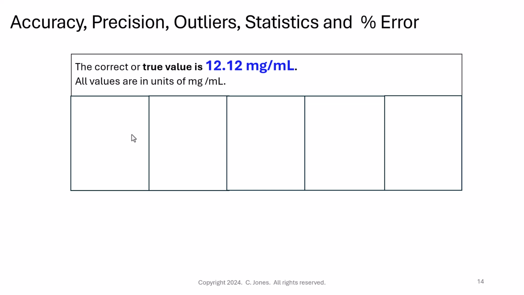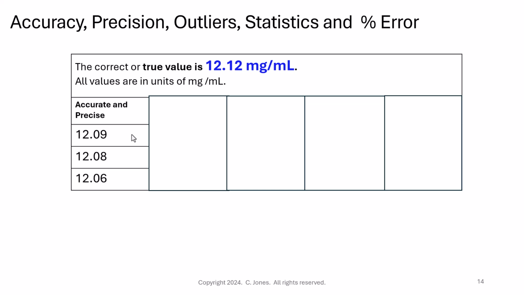Okay, so let's give some numbers here to look at the idea of accuracy, precision, and outliers. And then in the next and final segment, we're going to go over basic descriptive statistics. So we're going to assume the true value is 12.12 milligrams per mil. In the first column here, our measurements are accurate and precise. They're close to 12.12, and they're close to one another. Lots of people who explain this like to use the bullseye idea. So all three of these are pretty close to the bullseye on a target.